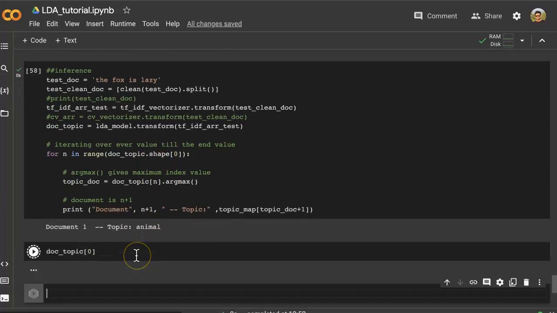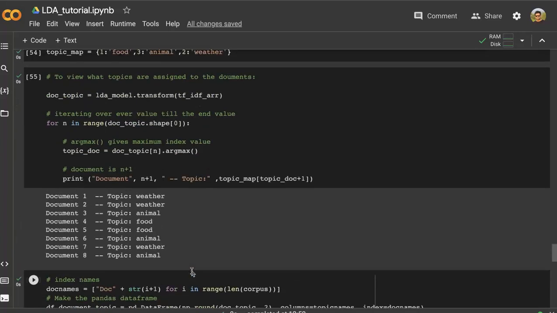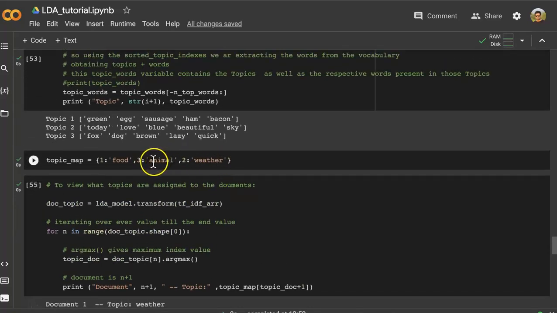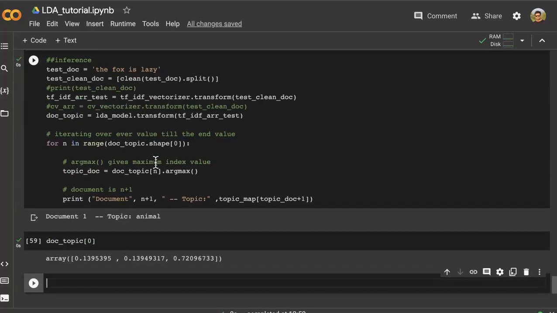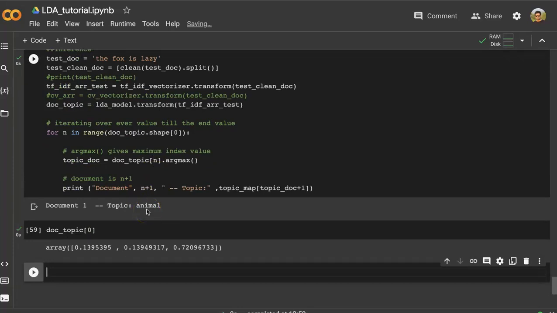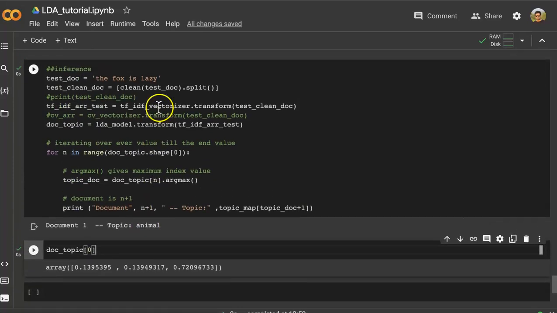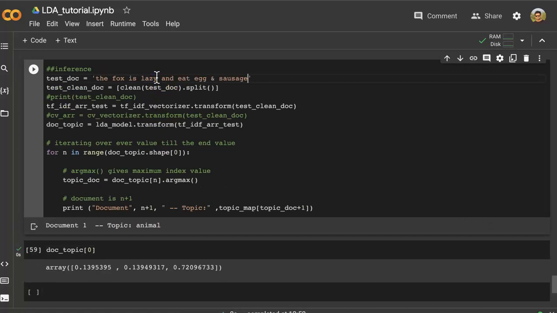And if you want to see the distribution of the probability, topic class 1 has some probability, topic class 2 has some probability, but the major probability is in topic class 3. So what is topic class 3? If you remember, topic class 3 is animal, so that's why it is predicting animal. Okay, so let's do one thing. Let's add another line here: "the fox is lazy".